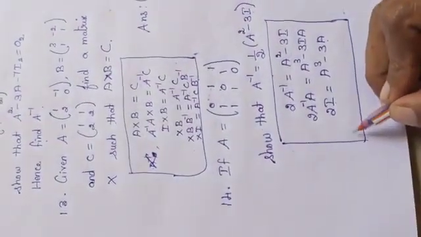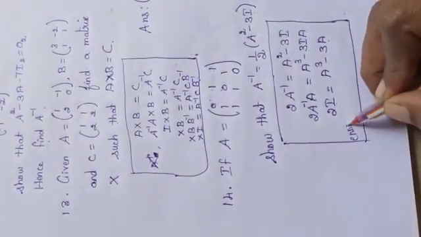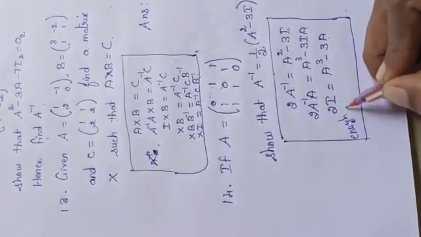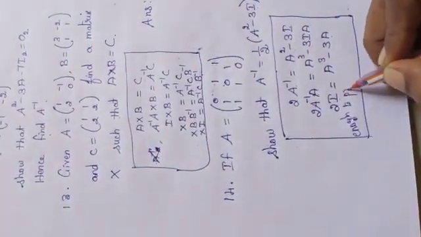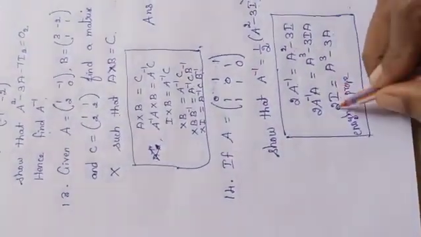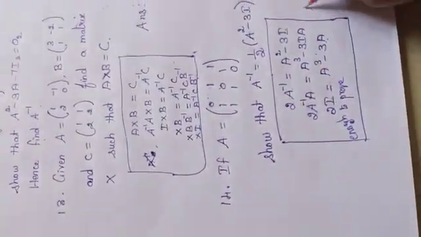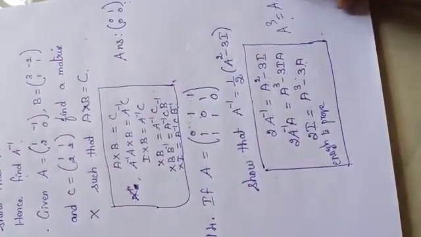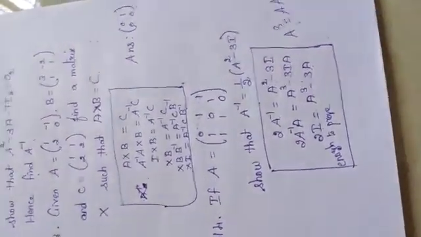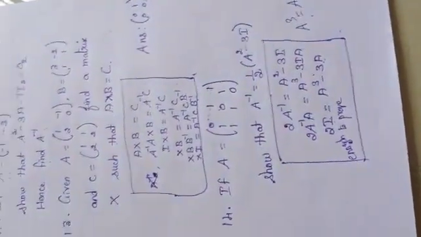So, it is enough to prove, right? Enough to prove 2I is equal to A cube minus 3A. A cube, what is that? A cube is equal to A into A square. Multiply, then it will be easy for you to show that.